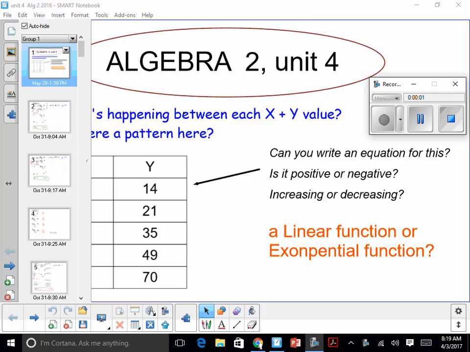Algebra 2A, red class. Today's Monday, April the 3rd, brand new month.